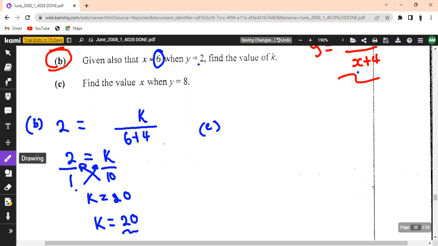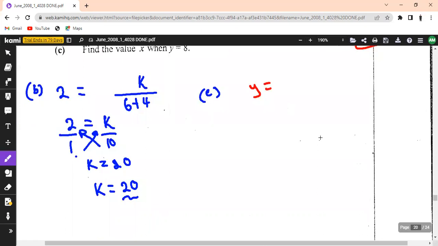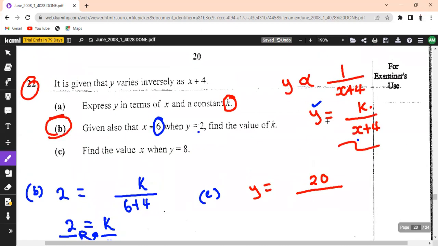Okay, then let's see the other part of the question. Find the value of x if y is equal to 8, okay? So what are you going to do? Since we now have the value of k, we are going to substitute it here first. Y is equal to k first. That's the first thing where we said our k is 20. So it is going to be 20 over x plus 4. So you write this as usual.